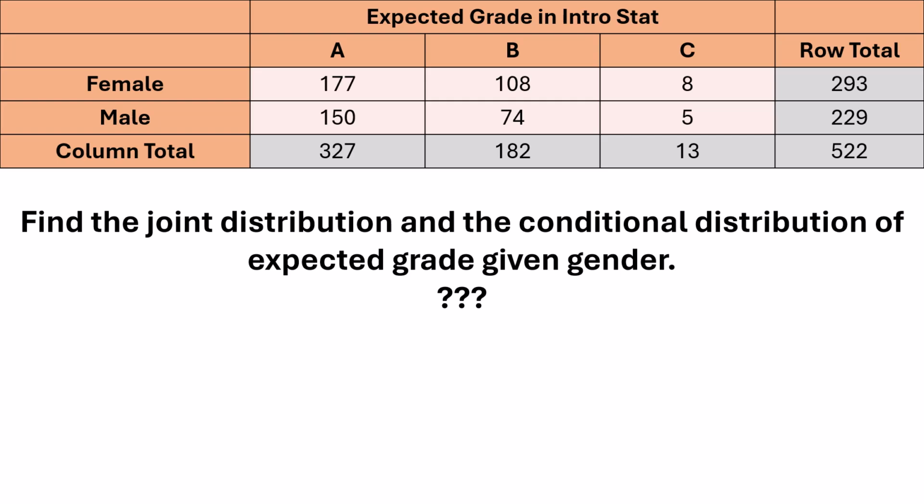All right, so here is a problem for you to try. We have the expected grade in an intro stat class as either an A, B, or C. And we have this for both females and males. So you are asked to find the joint distribution and the conditional distribution of expected grade given gender. So as a reminder, to find the joint distribution, you'll take each value and divide by the grand total. And for the conditional distribution, you'll take each value and divide by the row total. So go ahead and give that a try.